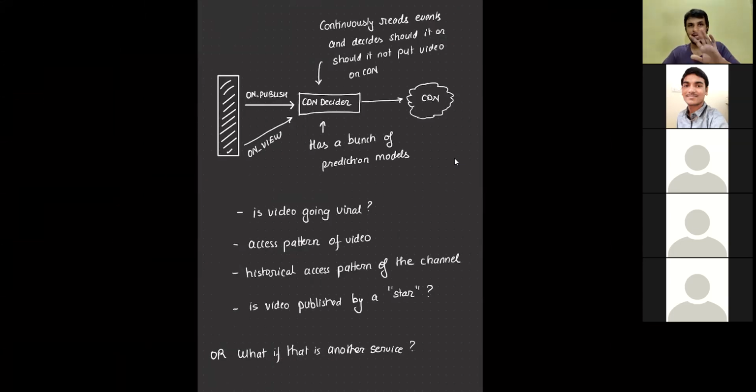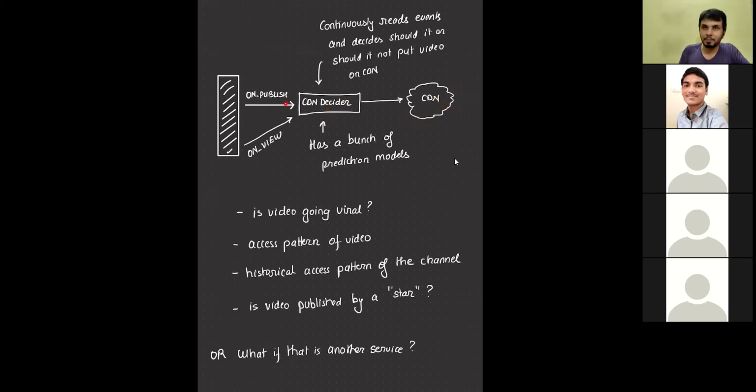There has to be this decider. Whenever a video is published or viewed, these events are analyzed by a CDN decider, whose job would be, for an upload, whenever a video is published, to decide: do I want to cache it on CDN or not? Right? Do I want to proactively cache it on CDN or not?